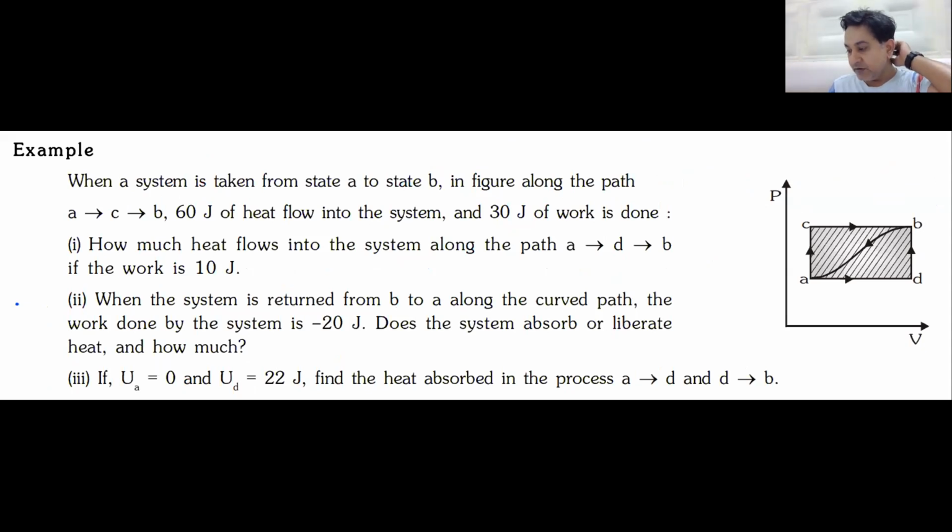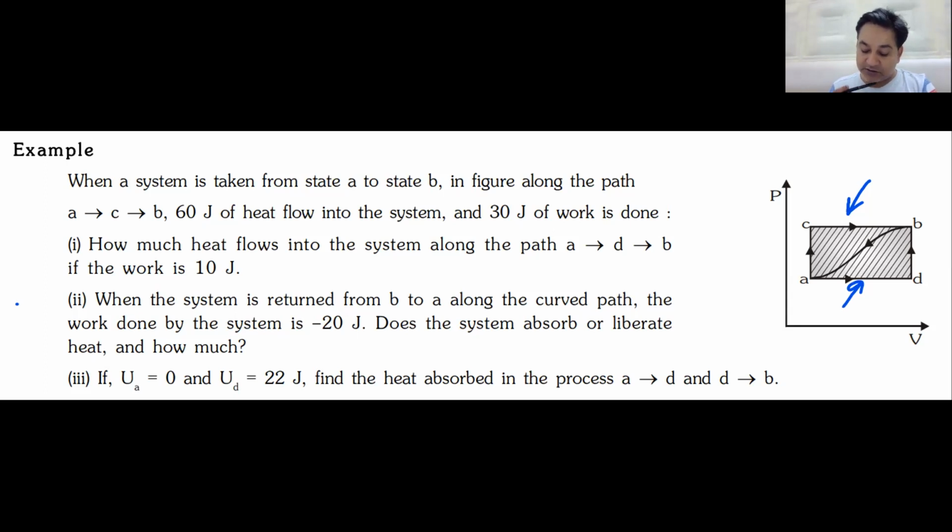Here it comes. When a system is taken from state A to state B in the figure on the path A to C to B, so that part is the upper path, 60 joules of heat flows into the system, and 30 joules of work is done. How much heat flows into the system in the part A to D to B, which is the lower one, if the work done is 10 joules? When the system is returned from B to A along this path, the work done is minus 20 joules.